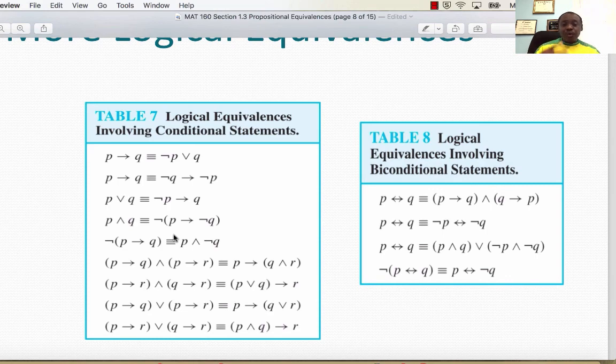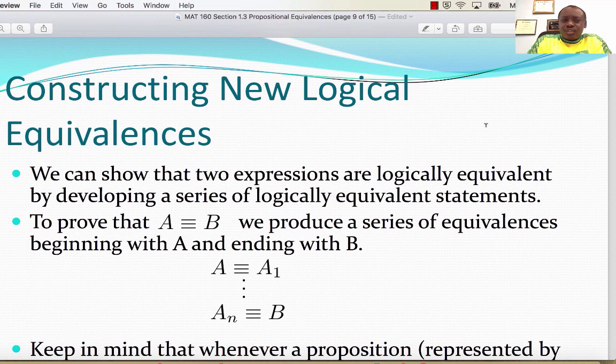But I need you to know how to at least use these known key logical equivalences. Okay, let's look at constructing new logical equivalences. We can show that two expressions are logically equivalent by developing a series of logically equivalent statements.